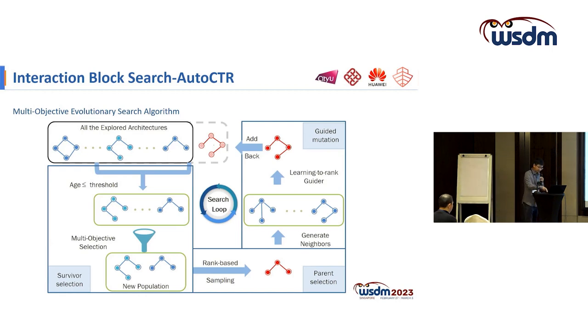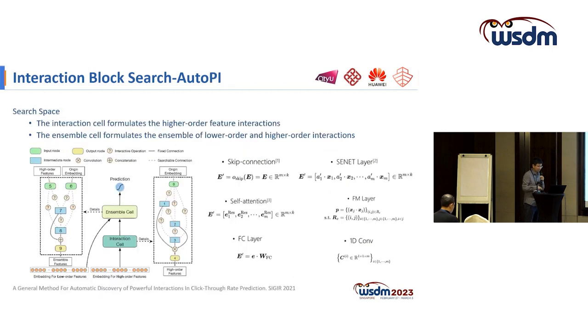Okay. So the last one in this category is called AutoPI. And this figure is already very popular in NAS papers. Okay. So there are some nodes and some edges and some connections. And we want to search for the existence of such edges. And in this work, they have two special cells. The first one is called the interaction cell. The second one is called the ensemble cell.